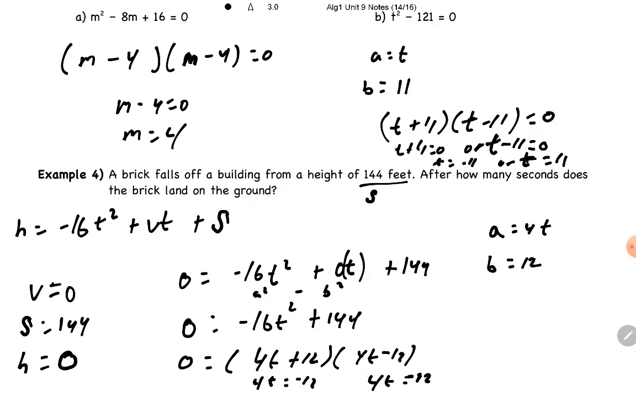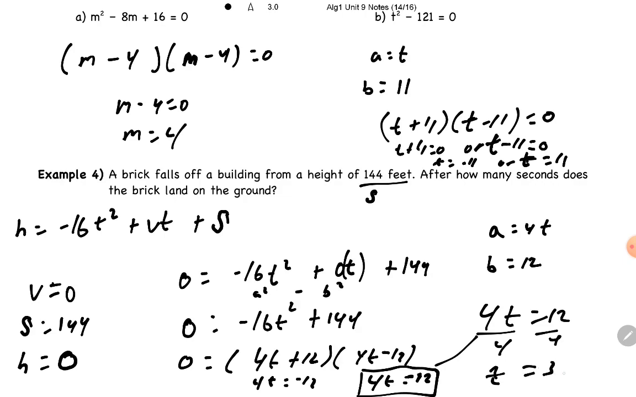So it would make sense that this route is the best route. So I have 4t equals 12. Divide both sides by 4. So t equals 3 seconds. The other one doesn't work because it'll give me a negative answer.